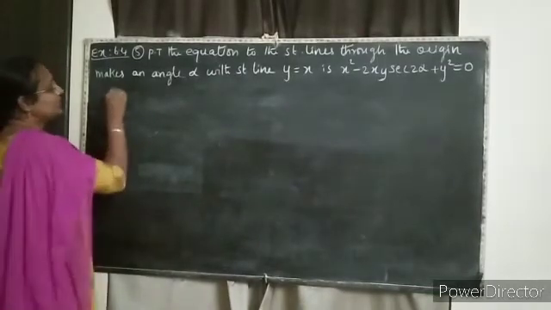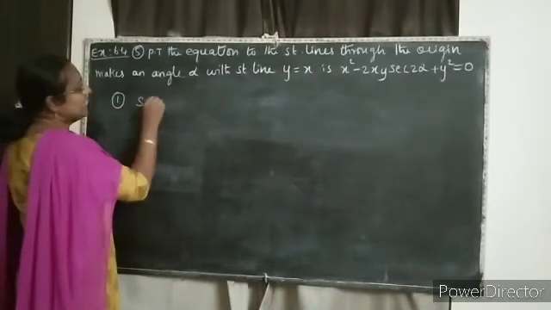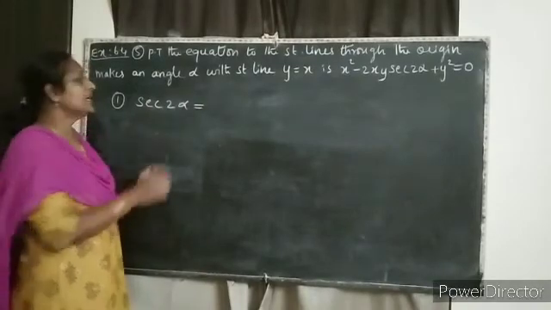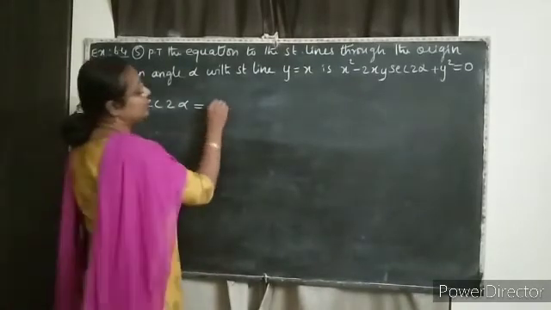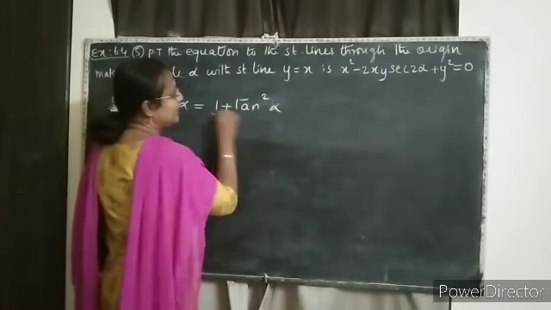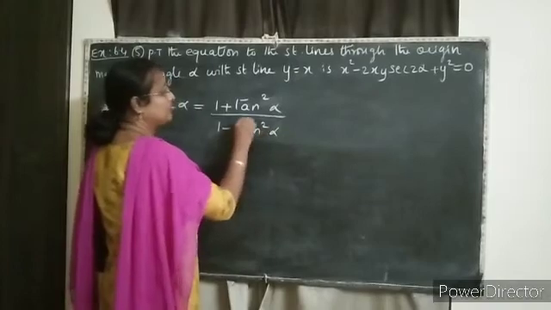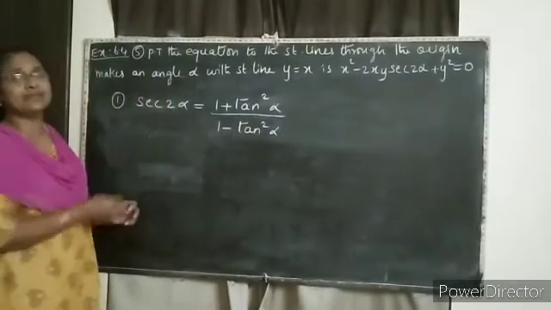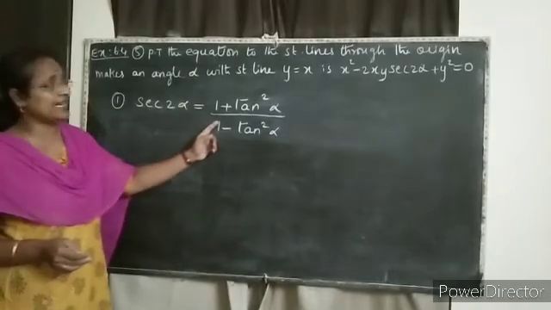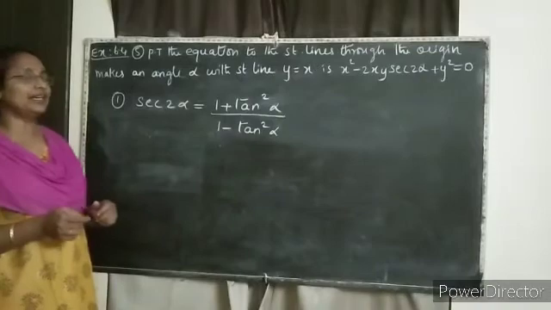The first formula we are going to use is sec 2 alpha is equal to, you have to memorize this, sec 2 alpha is equal to 1 plus tan squared alpha divided by 1 minus tan squared alpha. You have to memorize this, and we'll be using this formula here.